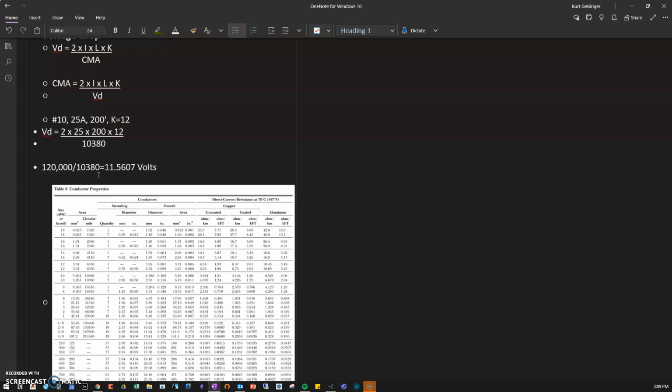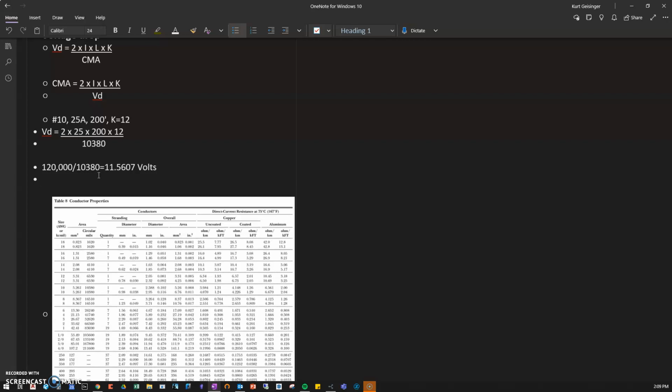So then you might take it one step further and say, what is your voltage drop percentage, right? And, or you know, am I within 5% voltage drop, or however we want to look at that. But what we're going to do simply is 11.5607 divided by, and for this we have to know what is our starting voltage. Let's say it's 240 volts. It doesn't matter at this point, but let's say we're 240 volts.